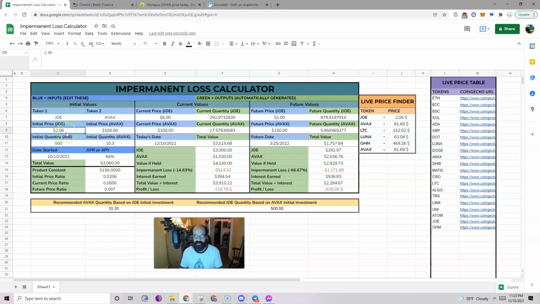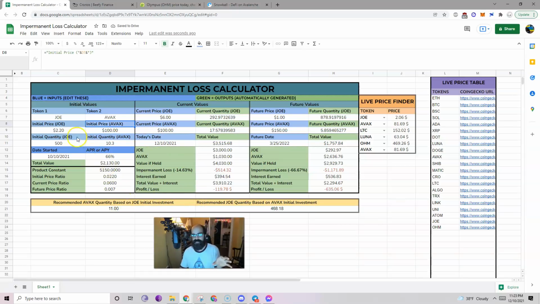Okay, so initial price of JOE, let's just say we started off at $2.20, and the initial price of AVAX, let's say it was $100. Also, I want to show you what happens when I change the names because I'm kind of excited about it. Let's just say we put in AVAX here. See how it changes there and down here? Isn't that cool? Okay, so AVAX.